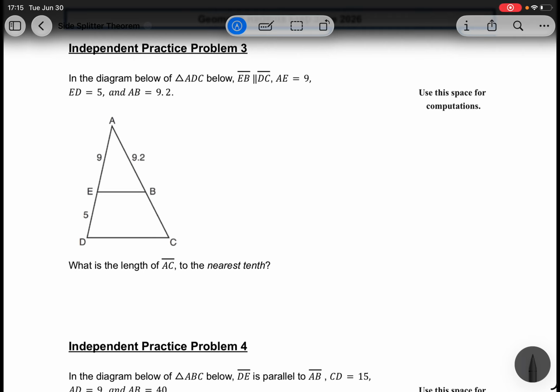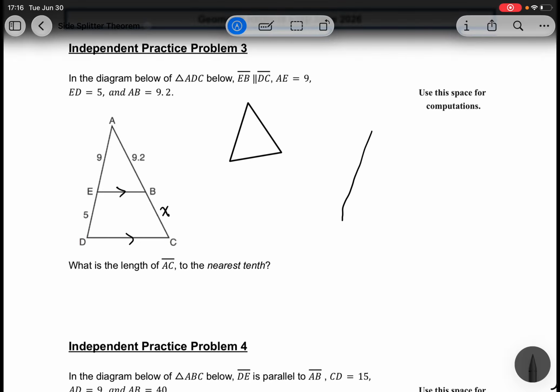Alright, so let's start with our triangles. We have triangle ADC with EB being parallel to DC. AE is 9, which is written for us. ED is 5, written for us. And AB is 9.2. And we want to find the length of AC. I notice that BC isn't labeled, so we're going to label that with X and then separate into two triangles.